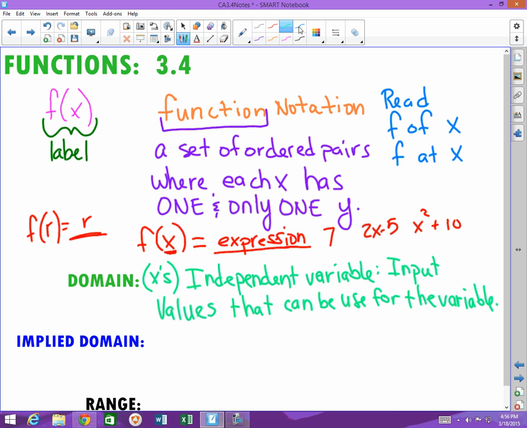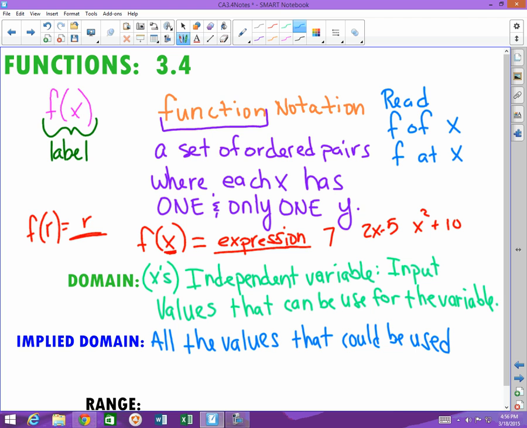And then there's something called an implied domain. An implied domain is all the values that could be used. Difference between these two is in a domain, if they don't give you, well, they would give you one and it would fit the domain part. If they do not give you one, then it's an implied domain, and then you kind of have to look at it and figure out what values can you use.